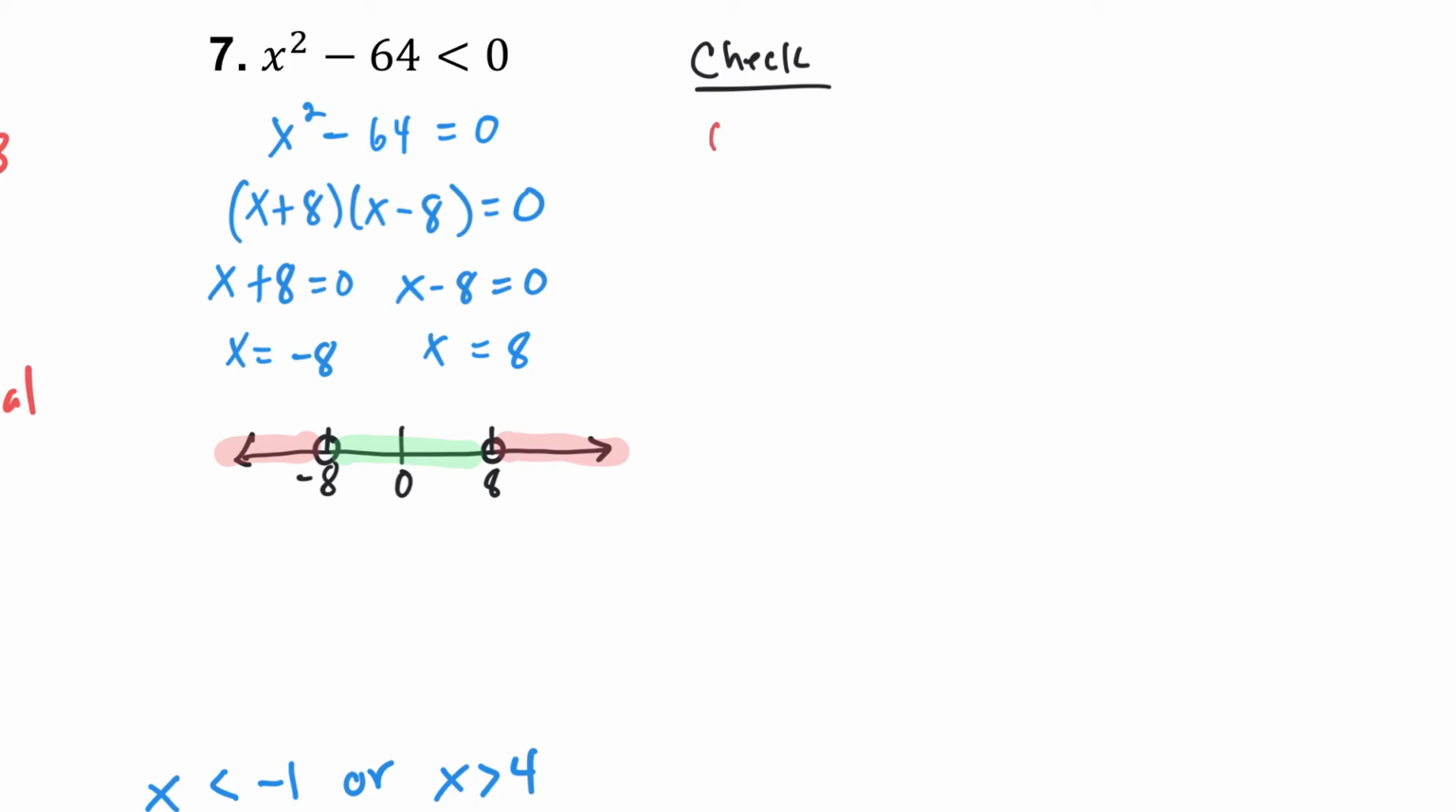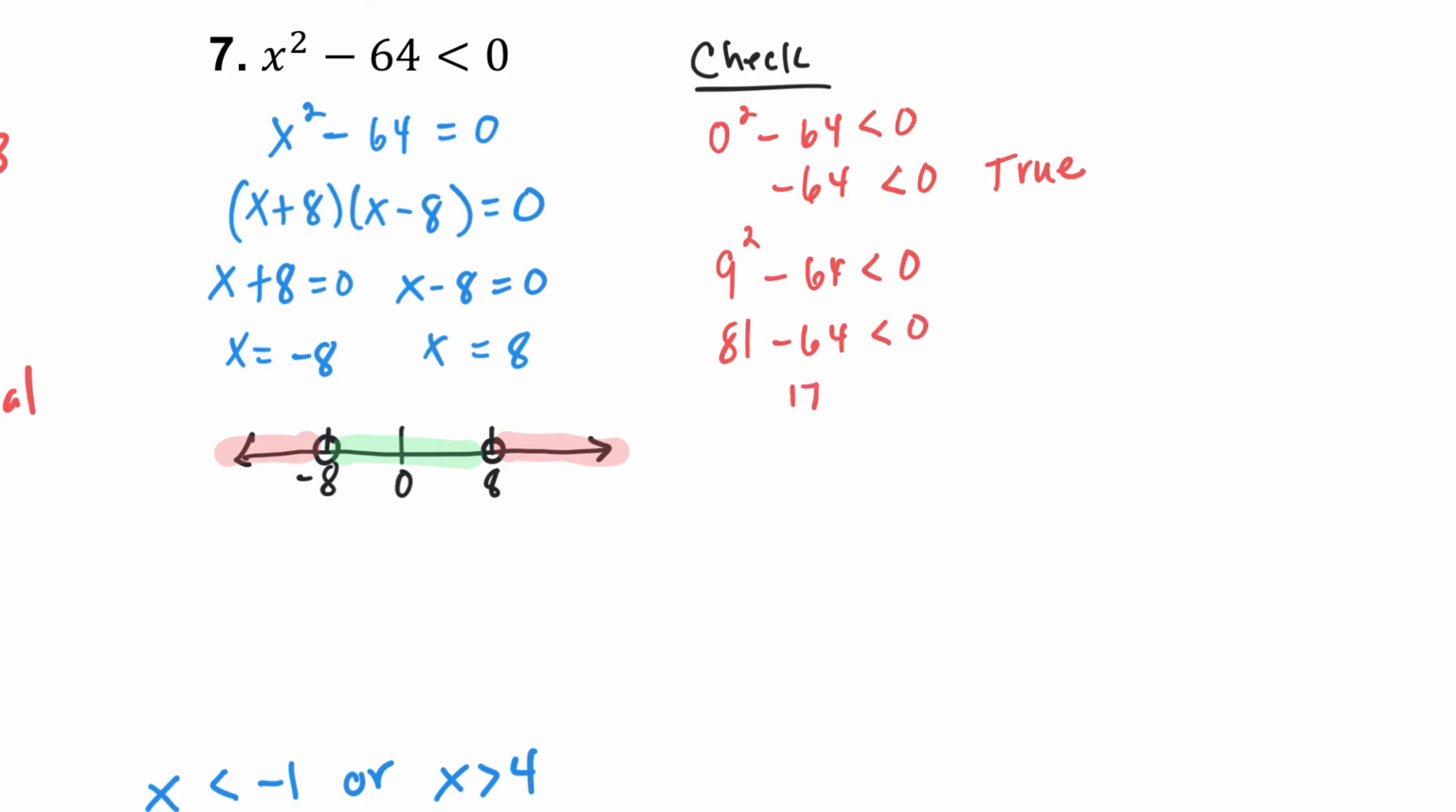So I have 0 squared minus 64 is less than 0. So this is -64. Is -64 less than 0? And I would have to say yes. That's true. Now, if you try 9, you have 9 squared minus 64 is less than 0. This is 81 minus 64 less than 0. And I think this is 17 less than 0. That's false.